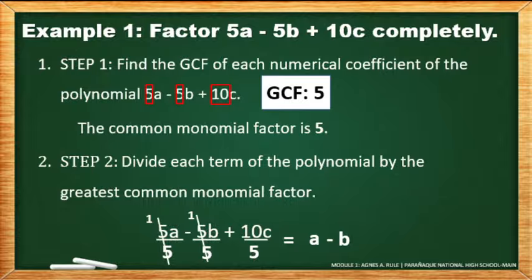Then, 10c divided by 5 is 2c. So, plus 2c. So, this will be the quotient: a minus b plus 2c. So, tandaan for step 3, we need to combine or multiply the GCF and the quotient.